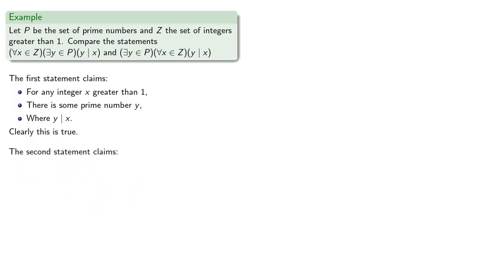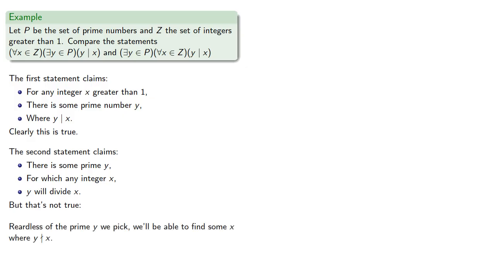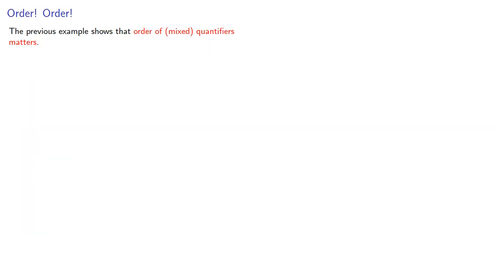Now let's take a look at that second statement. This claims that there is some prime y, which for any integer x, y divides x. But that's not true. Regardless of the prime we pick, we'll always be able to find some x where y doesn't divide that x. And so the second statement isn't true and certainly can't be the same as our first statement. This previous example shows that the order of mixed quantifiers matters. In fact, there's no De Morgan-like rule that allows us to switch the order of mixed quantifiers.